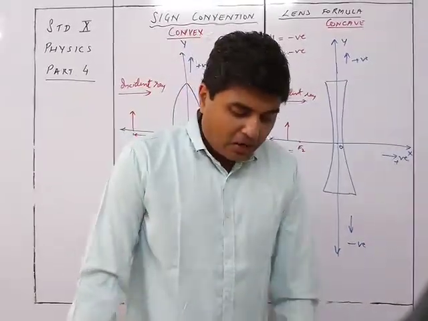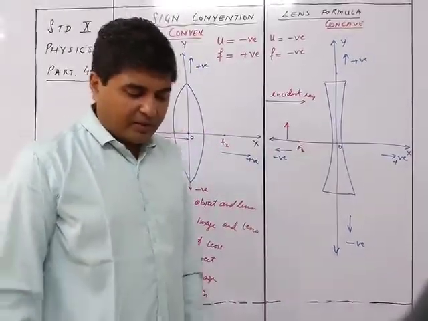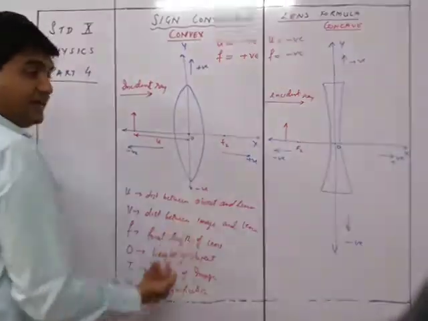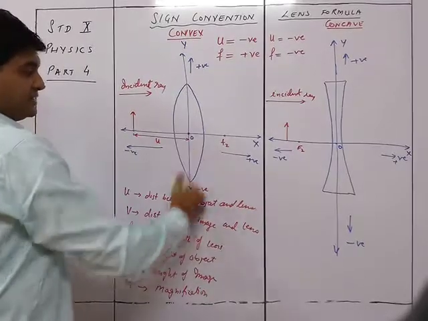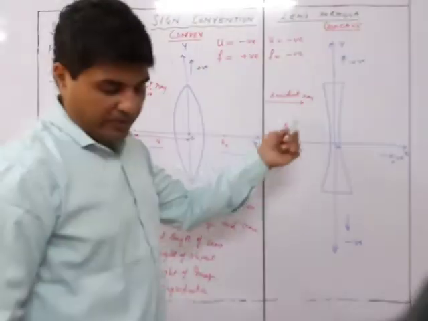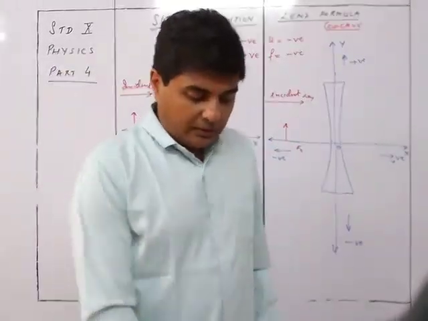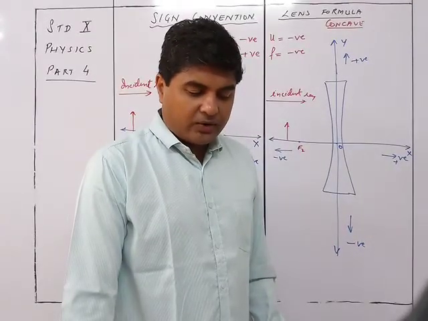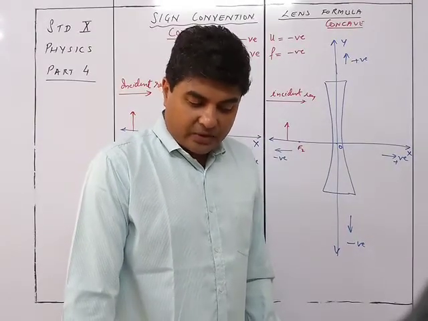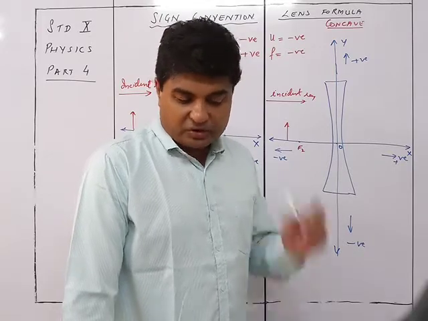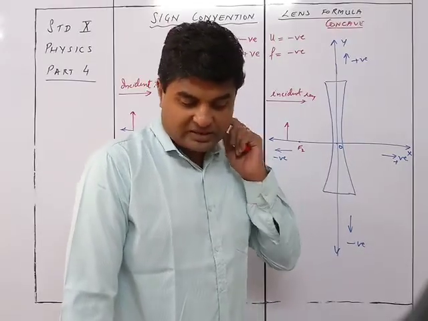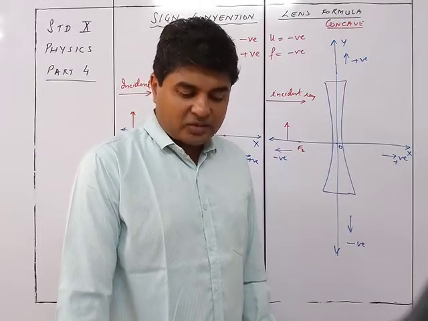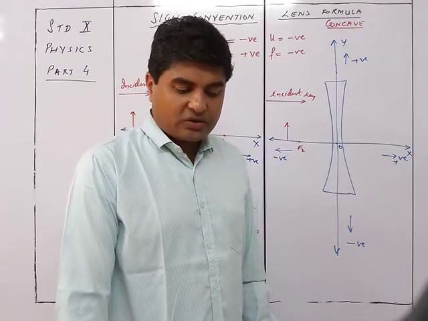The length above the principal axis is taken positive, while the length below the principal axis is taken negative. So this part is taken positive, this part is taken negative. This is positive side, this is negative side. Same over here also. So the figure shows the distance of convex and concave lens according to the sign conventions. By sign convention, the focal length, equal to OF2, of the convex lens is positive, that of the concave lens is negative. The distance of object U in front of the lens is always negative.